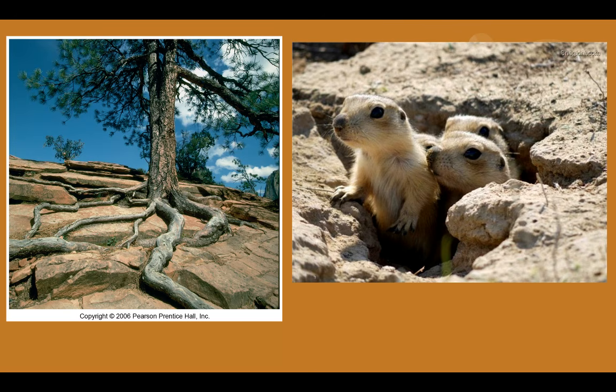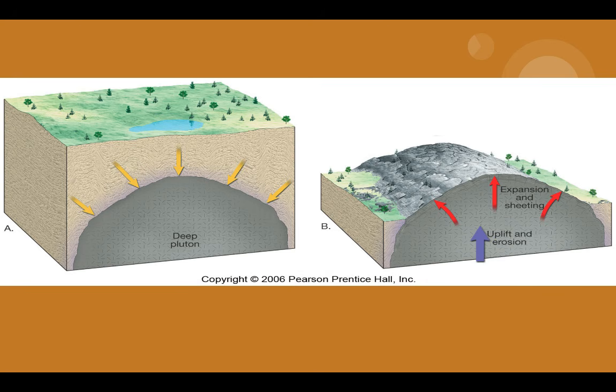And we all know about burrowing animals like prairie dogs, things of that nature. They also break apart rock as well. So this is another example of biological weathering through a mechanical process.